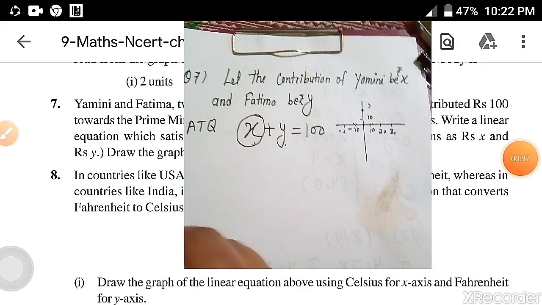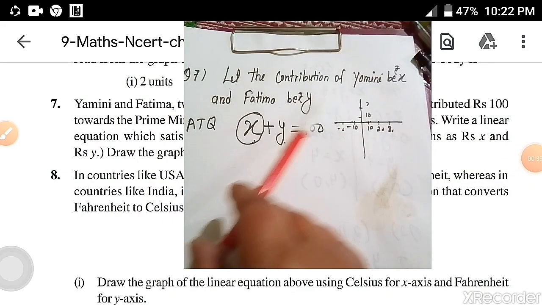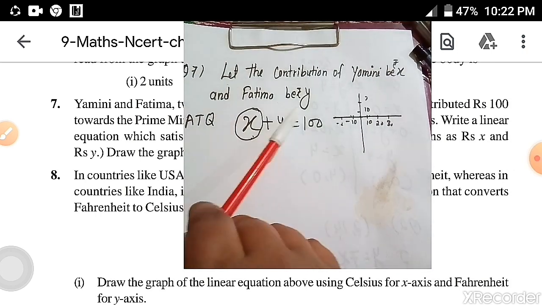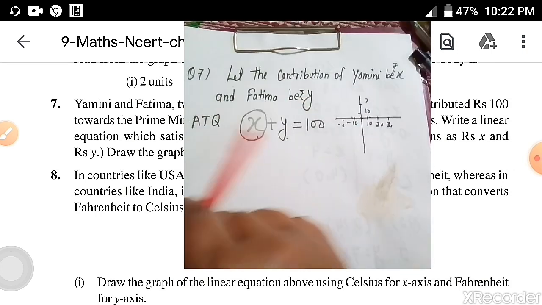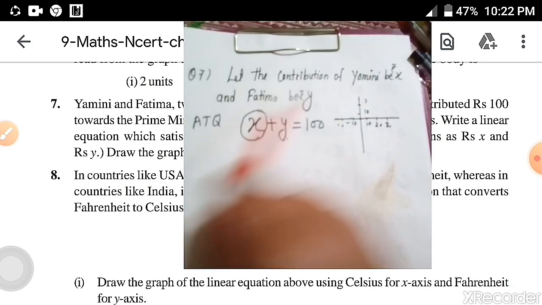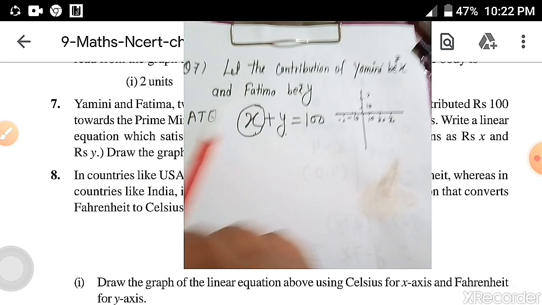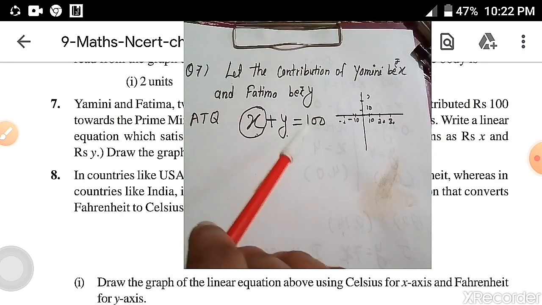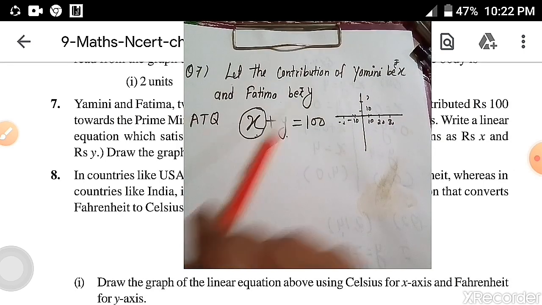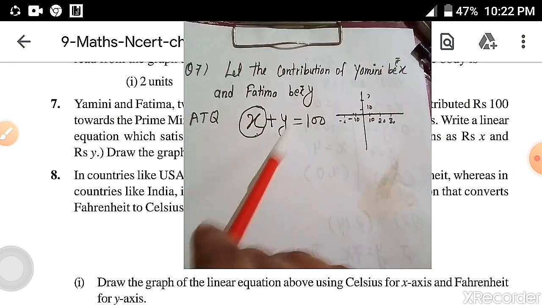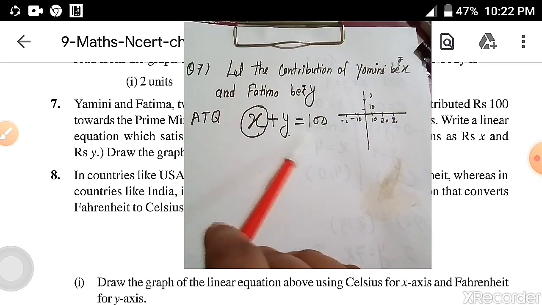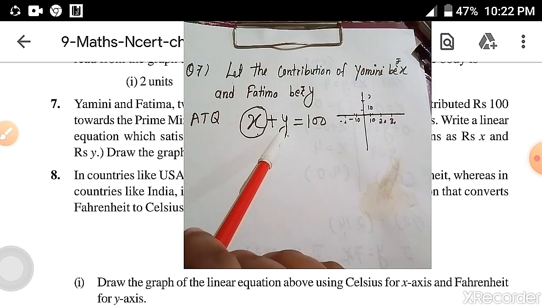You will write first, let the contribution of Yamini be rupees x and of Fatima be rupees y. I am not doing anything in this question because these two things are given in the question only. Now you can see that both of the girls have contributed 100 rupees, meaning x rupees by Yamini and y rupees by Fatima. Now we will add these two and we will get 100. Now we have to draw the graph also for that.